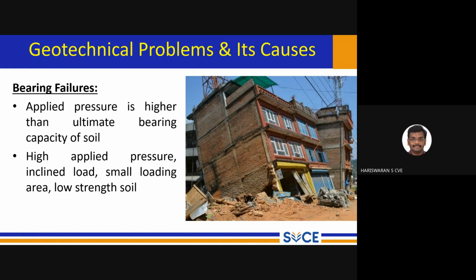Then whatever pressure we are transferring, that pressure should not be higher than that capability, the safe bearing capacity. If it exceeds, automatically the soil may fail in the form of bulging or lateral movement or compression. Any shear failure may occur. So this may be due to the high applied pressure, inclined load, small loading area, low soil strength.